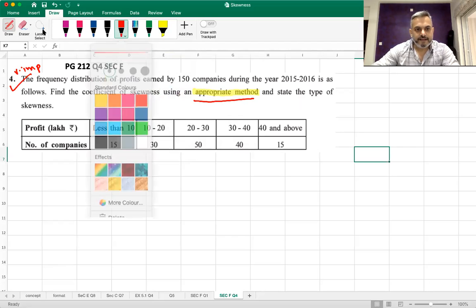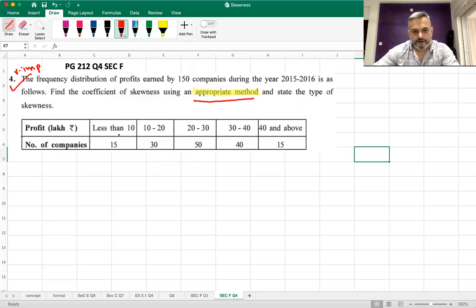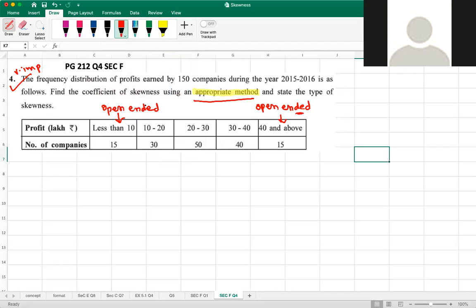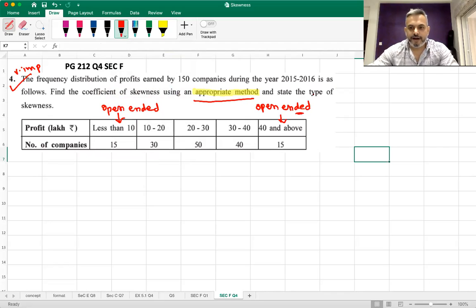Now, as you can see, the question gives profit as less than 10 and 40 and above. So this is an open-ended classification. This is also open-ended. If it is open-ended, we cannot find the mid value, and because we cannot find the mid value, we cannot go for Karl Pearson. So we'll have to go for Bowley. Important sum. As you can see, it is not given which method to be used. So please apply the concepts accordingly and use the appropriate method.